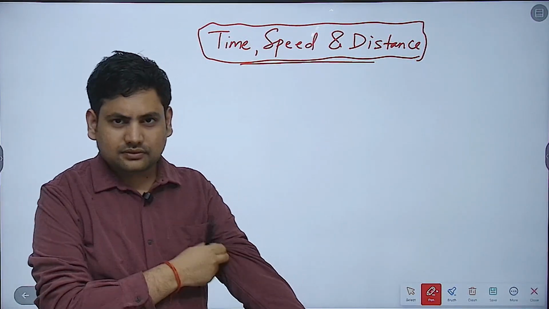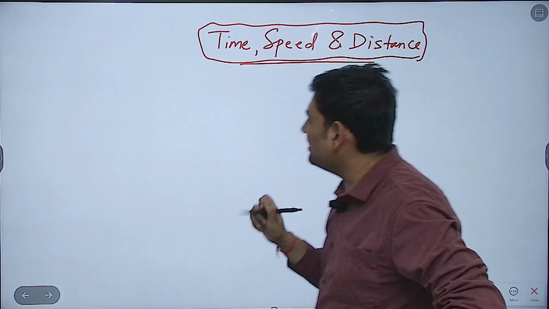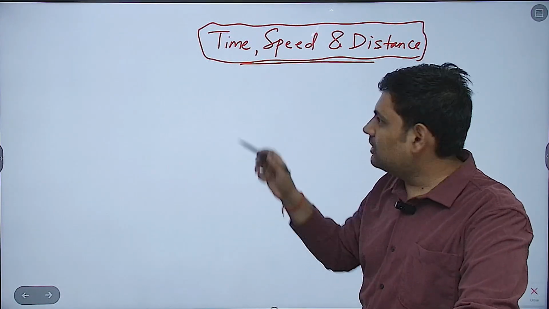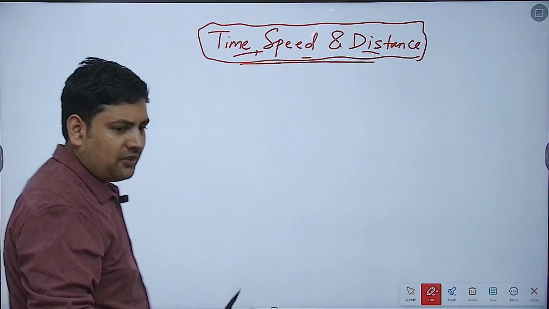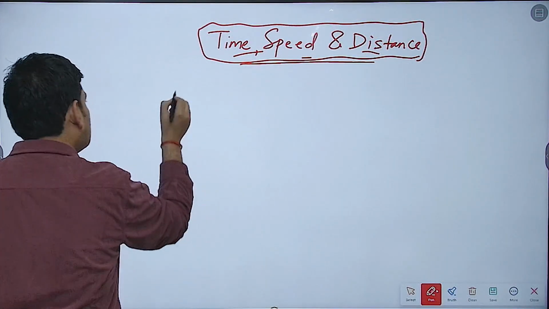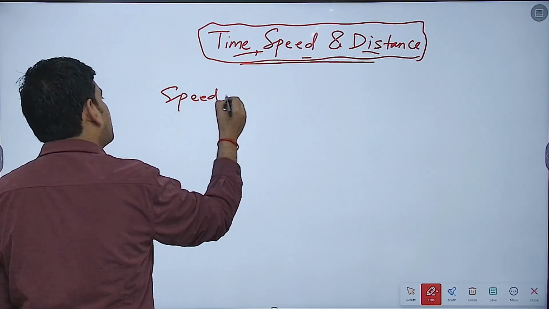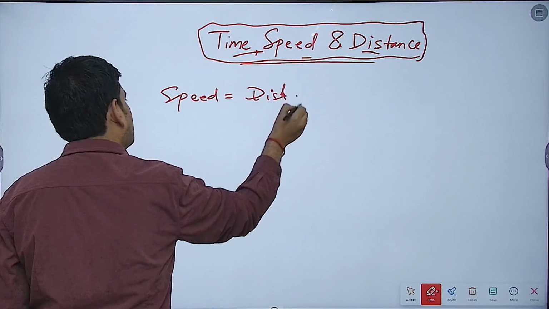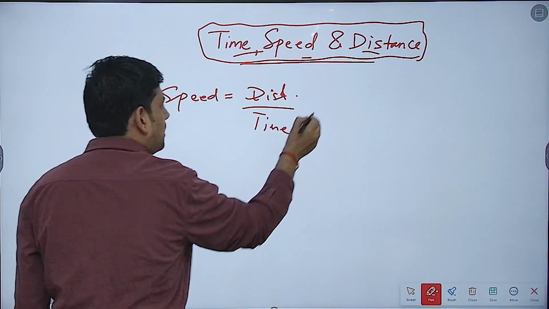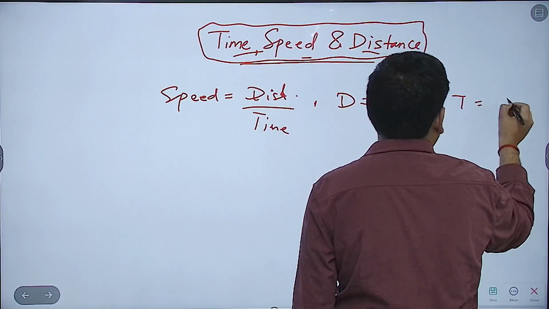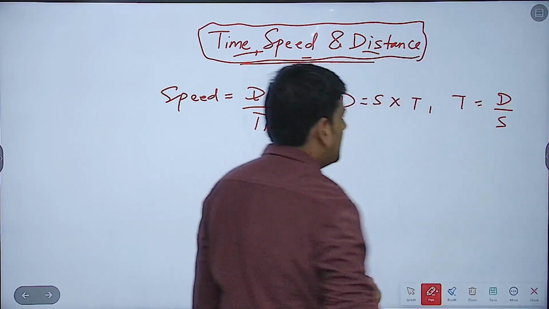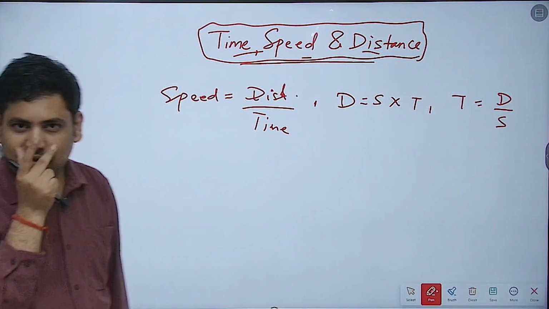Now, time, speed and distance. You already understand these terms. Time is time, speed is speed, distance is distance. One very basic formula that you all know is speed is equal to distance upon time, or distance is equal to speed into time, or time is equal to distance upon speed. These are the three basic formulas, correct?